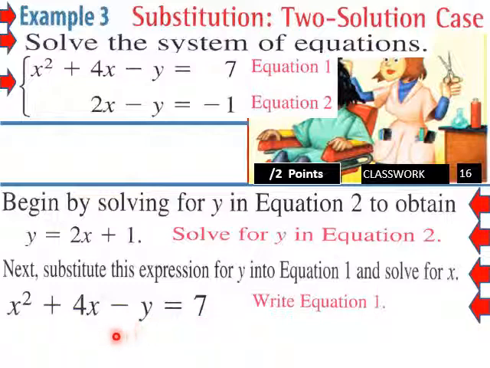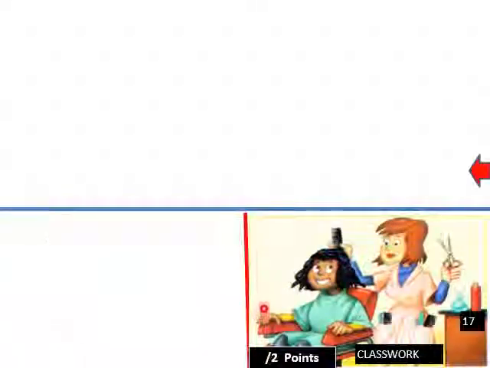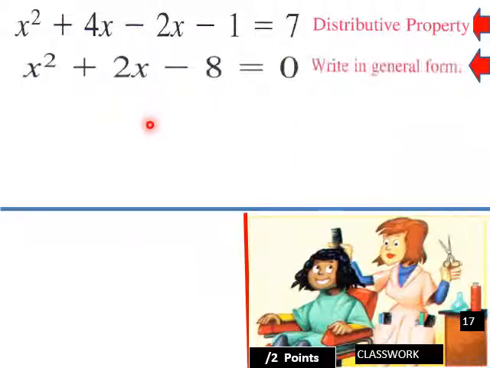So now that we can do that, x squared plus 4x minus y equals 7. Equation 1. And now we substitute for y here. We'll put y in as 2x plus 1, and we'll insert that into our original equation 1, and we get this expression here. And then once we do that, we got this thing here. So we multiply through, and we get x squared plus 4x minus 2x minus 1 equals 7.